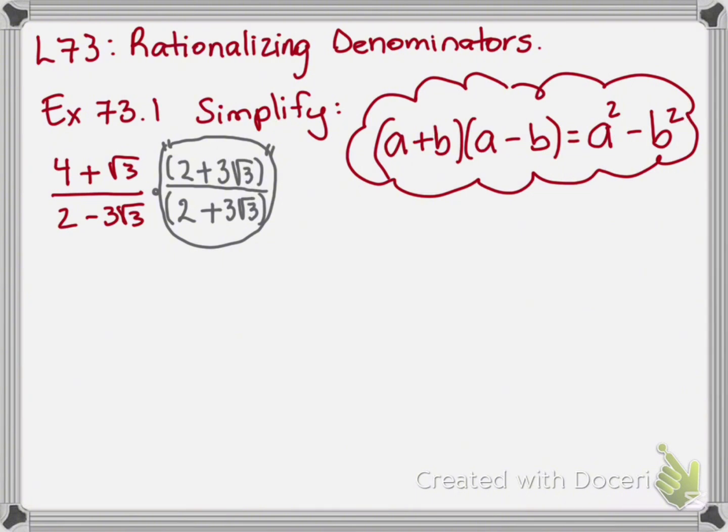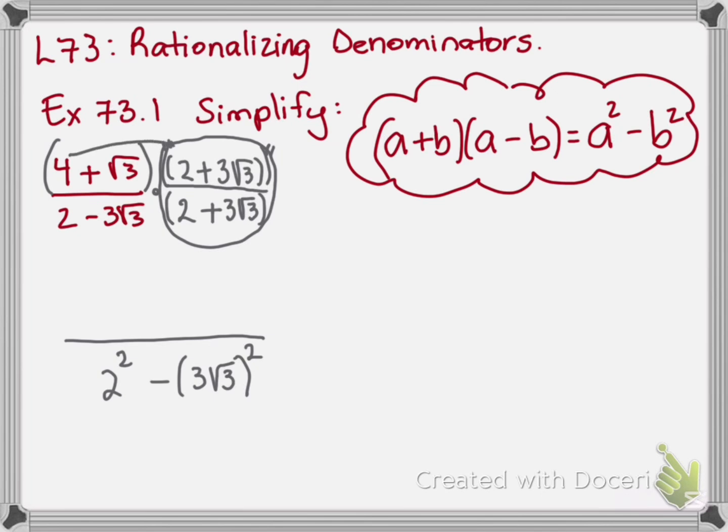So in the denominator, it's going to be very, very easy. We're just going to grab the first one, square, minus the second one, square. And then on the top, we're going to multiply. But notice that we have to multiply the 4 plus square root of 3 times the 2 plus 3 square root of 3. So we have to do the distributive property 2 times.